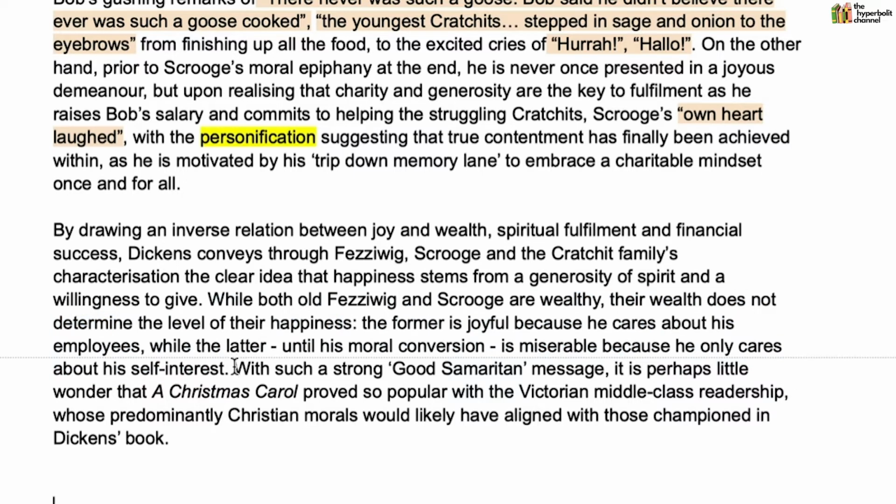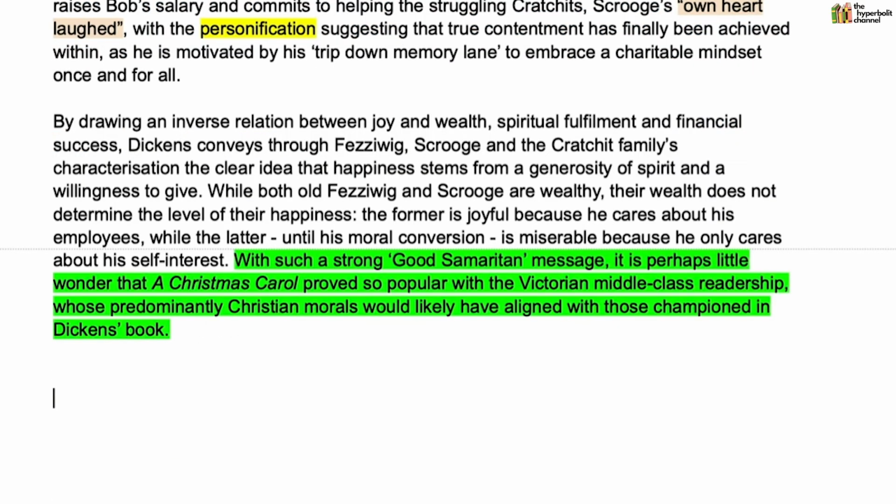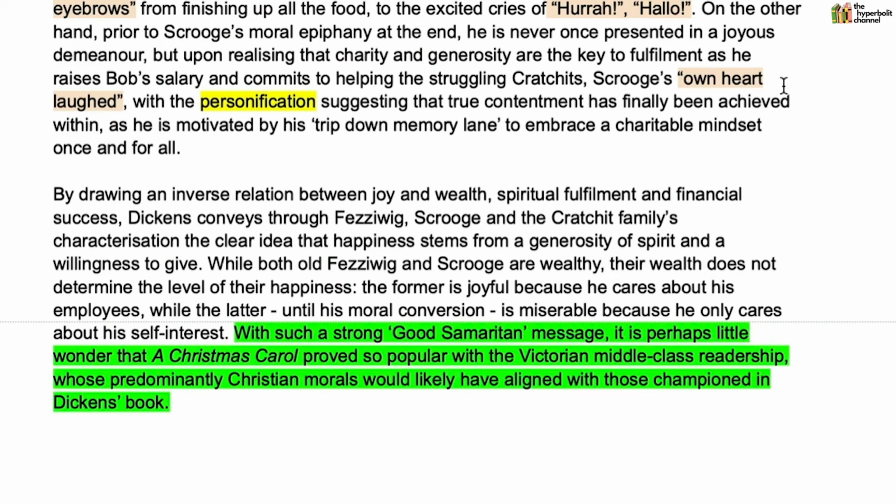With such a strong Good Samaritan message, it is perhaps little wonder that A Christmas Carol proved so popular with the Victorian middle-class readership, whose predominantly Christian morals would likely have aligned with those championed in Dickens' book. This is a nice ending because it recontextualizes the novel and shows us the sort of social and cultural significance of the work. And it shows a kind of more sophisticated, higher level, and definitely top grade engagement with the text.